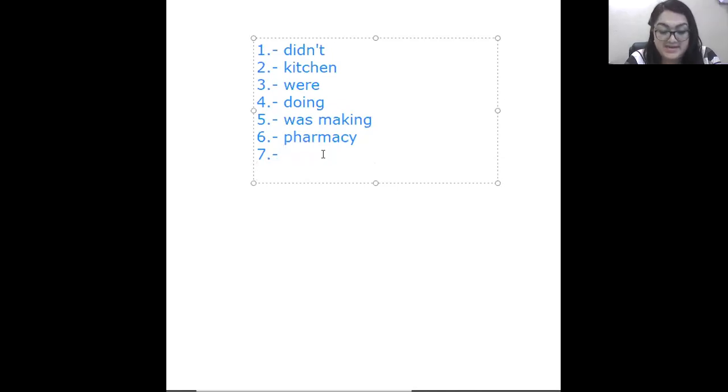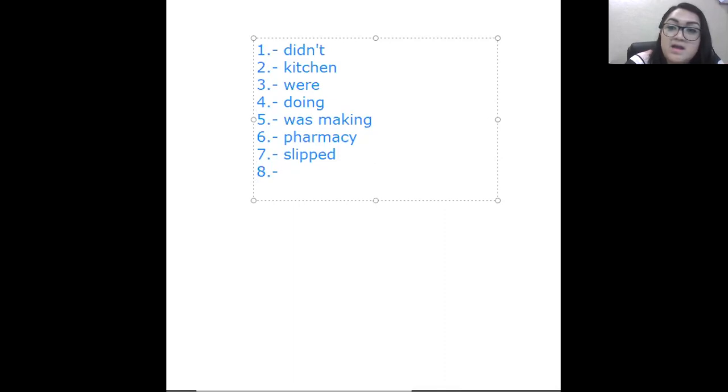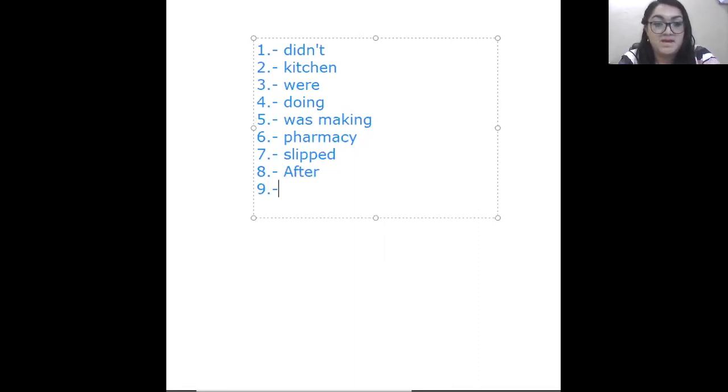Since it was raining, I slipped and hurt my hand when I fell. After that, I got to the hospital to get my hand checked. Oh, that sounds terrible. Fortunately, it wasn't serious.